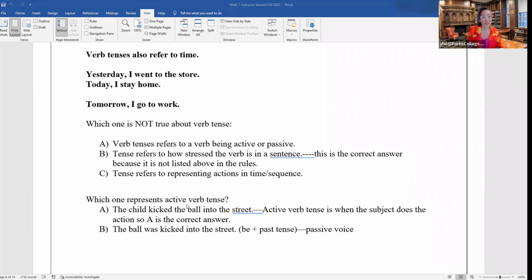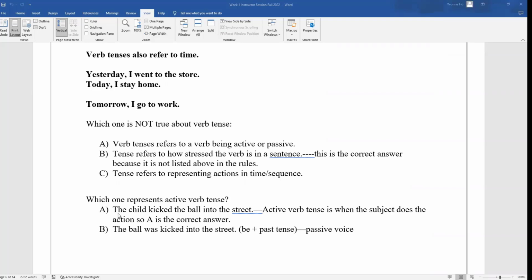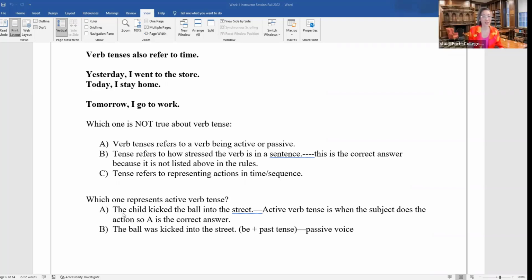Which one represents an active verb tense? The child kicked the ball into the street, or the ball was kicked into the street. So why is this active voice and why is this passive voice? Anybody? Because the child is kicking the ball into the street. Because the child is kicking the ball.